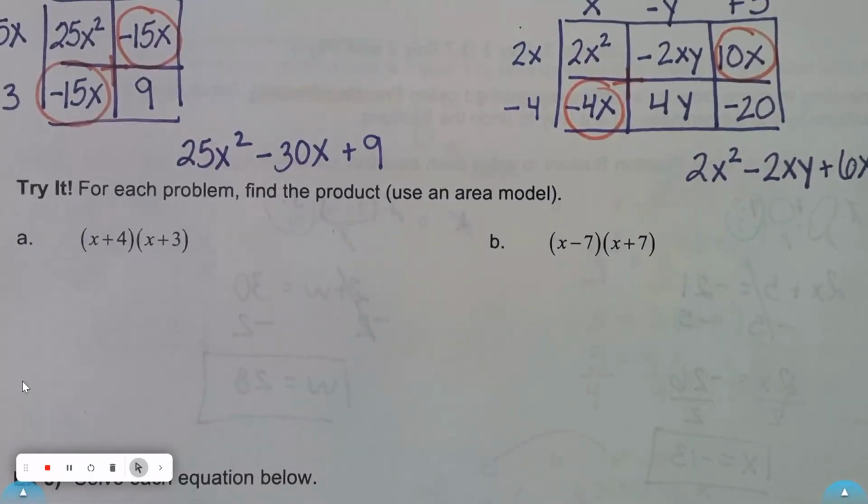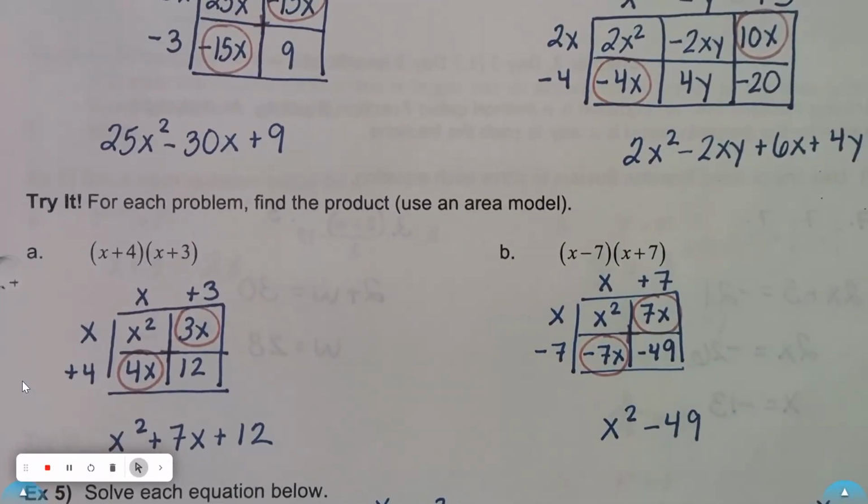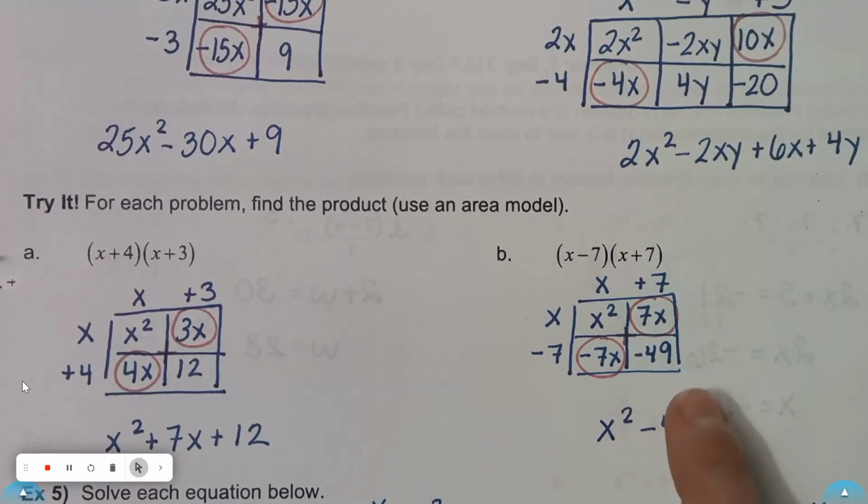Okay, hopefully you tried it by yourself, and you should have gotten x squared plus 7x plus 12 for the first one. And then you'll notice that your like terms here cross off, so you're left with x squared minus 49.